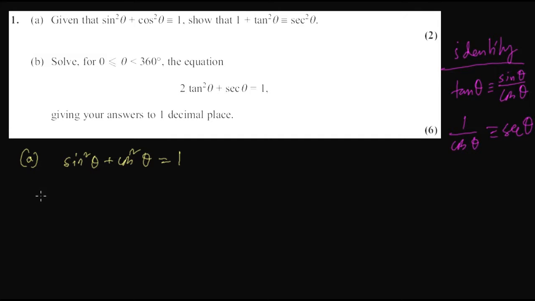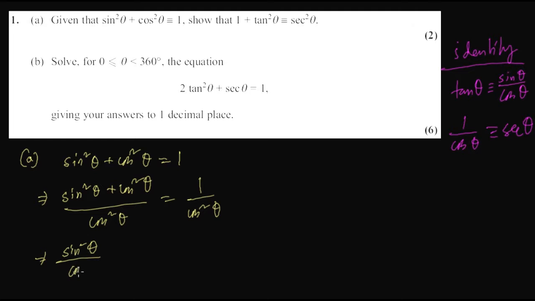So let's divide both sides by cos squared theta. We can write sine squared theta plus cos squared theta divided by cos squared theta equals, this side will also be 1 by cos squared theta. If we break this down further, we can write sine squared theta by cos squared theta plus cos squared theta by cos squared theta equals 1 by cos squared theta.